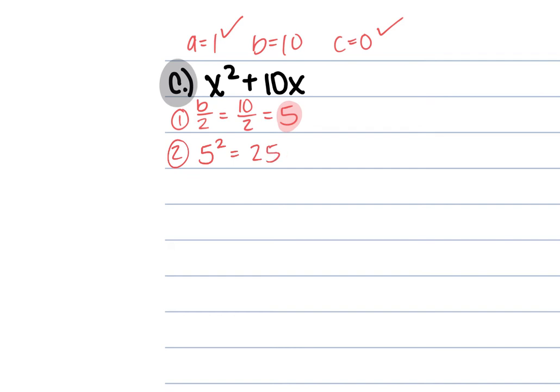Always check that this number is also positive and a perfect square. Is it both of those? Yes, we can move on. Step number 3. You add it as c.